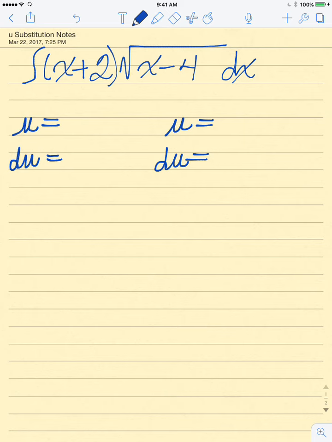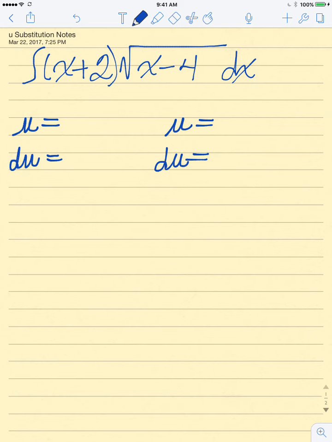Okay. This is problem number 10 in your workbook. This is from the classwork. And I'm going to think out loud as far as how I determine u and du. What should I choose? So here we have x plus 2 times the square root of x minus 4.